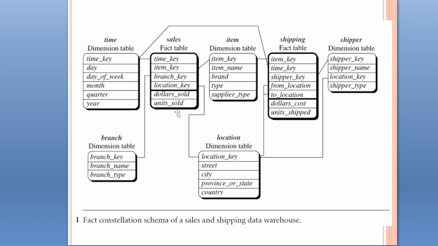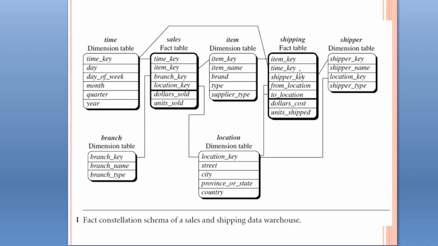So this fact table is connected with this dimension table, then with the time key, this dimension table with the branch key, this dimension table with the item key, and this dimension table with the location key. But these dimension tables are required by the other fact table as well. So here we also have item key. That means this item dimension table is used by the sales fact table and the shipping fact table as well.